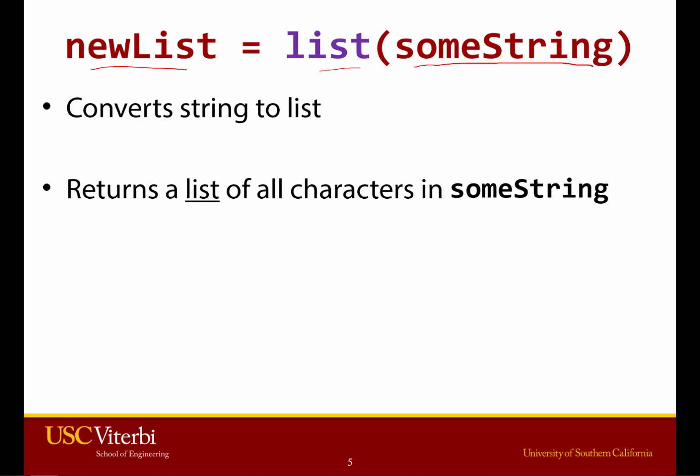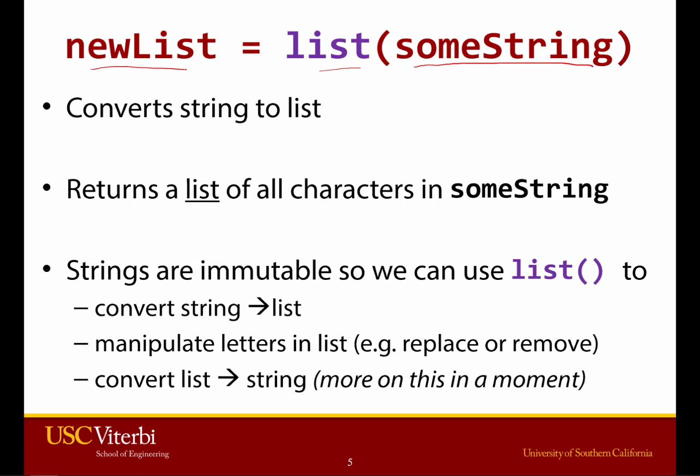This is useful because we know that strings are immutable. So if you want to do some great string manipulation, you can use the list function. It'll break your string up into a list of single letter strings. You could then remove or replace or whatever you'd want to do with those letters, add letters, and then you can convert it back into a string in a second. So the list command takes your entire word and breaks it up into every individual letter.